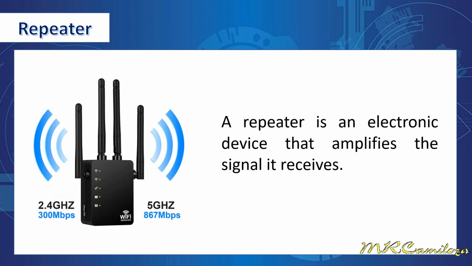Repeater. A repeater is an electronic device that amplifies the signal it receives. A repeater is also a device which receives a signal and retransmits it at a higher level or higher power so that the signal can cover longer distances, more than 100 meters for standard LAN cables. Repeaters work on the physical layer.